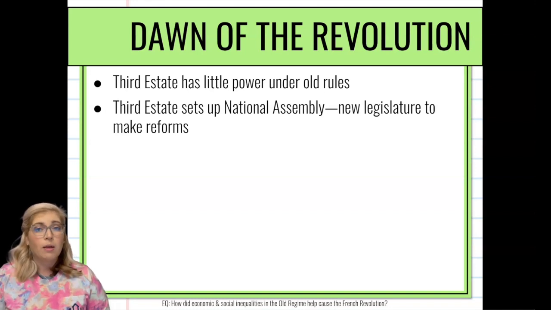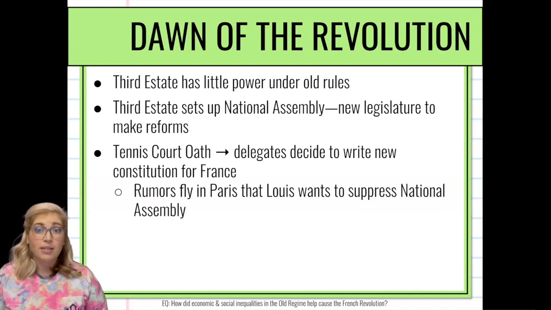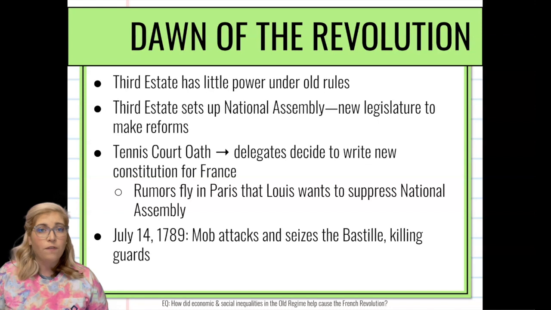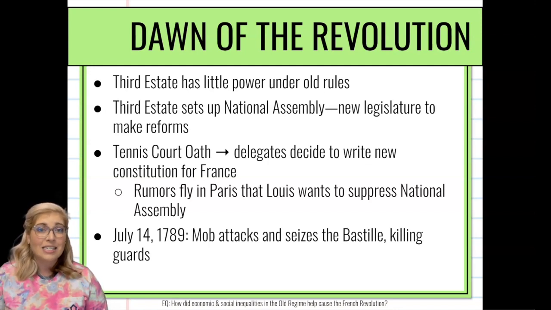That sparks what becomes known as the Tennis Court Oath, where delegates decide to come in and write a new constitution for the country of France. Rumors fly in Paris that Louis wants to try and suppress the National Assembly, and so that leads to what we would say is the kickoff of the revolution. July 14th, 1789, a large mob comprised primarily of the Third Estate attacks and seizes the Bastille.